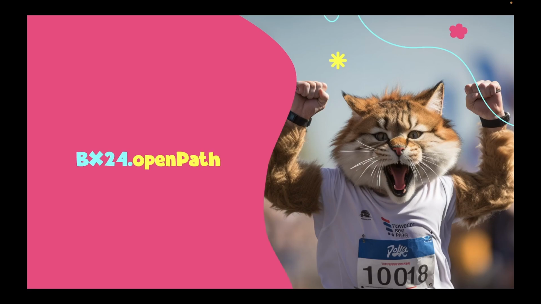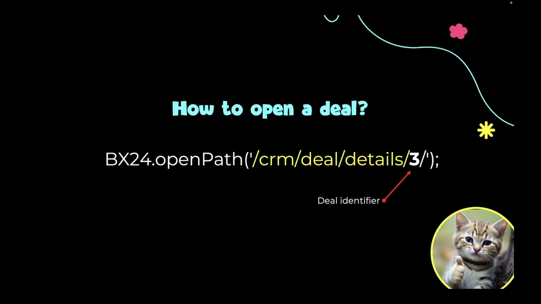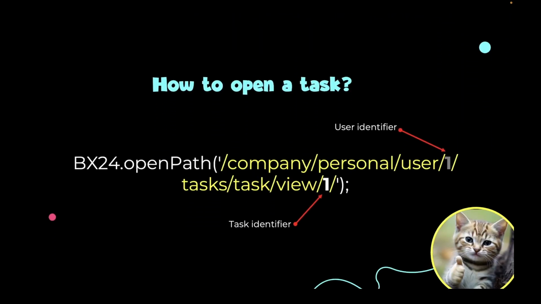After getting familiar with the application sliders, developers often wonder how to call a standard slider with a CRM page, for instance. And for this purpose, there is an openPath method where the main parameter is the path to a specific Bitrix24 page. If you need to open any page of the standard functionality in the slider, you can find the address of the page and use it as a parameter for the openPath method. This is how specifically you can open a deal, and this is how you can open a task.